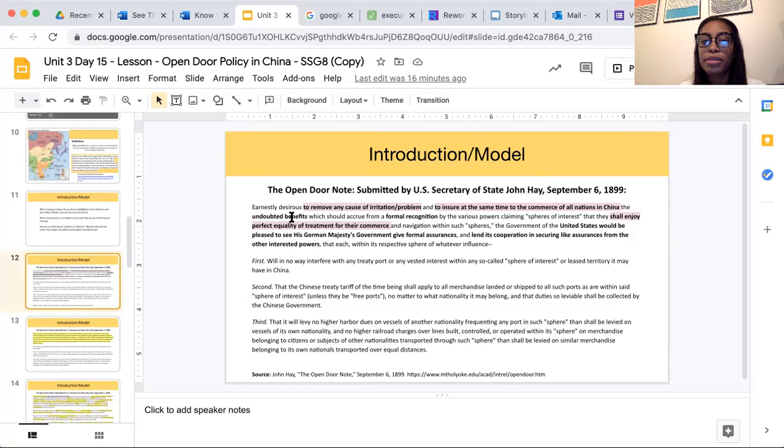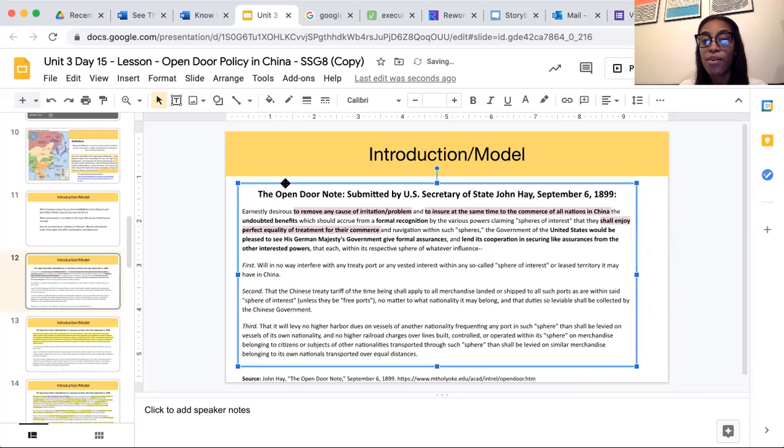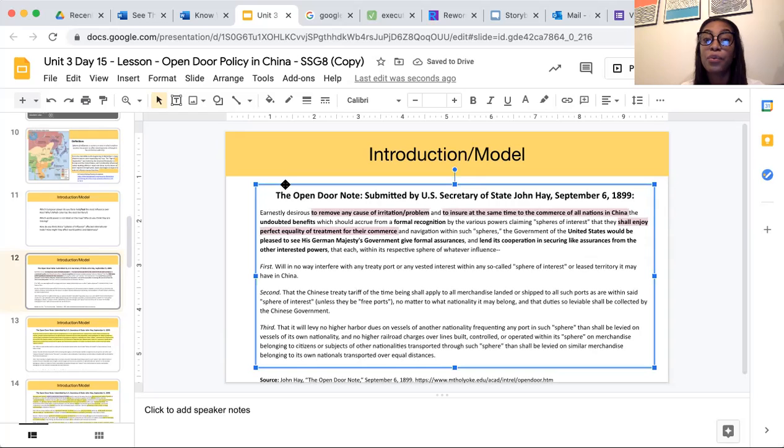And then it says the United States would be pleased or happy to see His German Majesty's government give formal assurances, or a formal declaration or statement, and lend its cooperation in securing like assurances. So basically, guaranteeing, giving us the okay or the yes from the other interested powers, right? So clearly the United States is trying to say, hey, we want to get involved too. And we come with peace. We're writing you this note. We're letting you know what our intention is, and we would love for you to accept. And then they get into these different features of the statement, right? How exactly can this open door function, or how can it work, right?